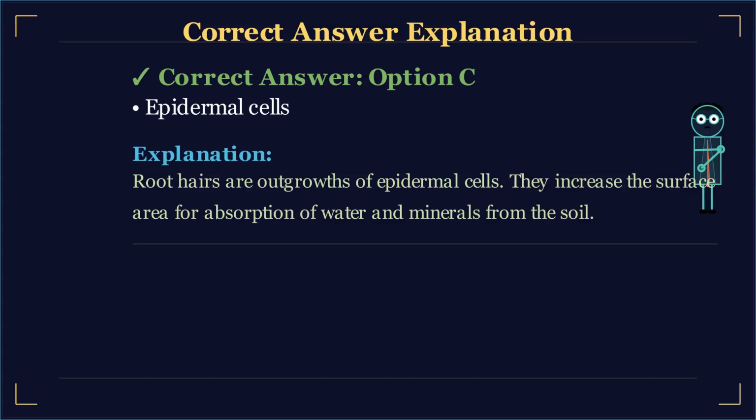Here's the explanation for the correct answer. Root hairs are outgrowths of epidermal cells. They increase the surface area for absorption of water and minerals from the soil.